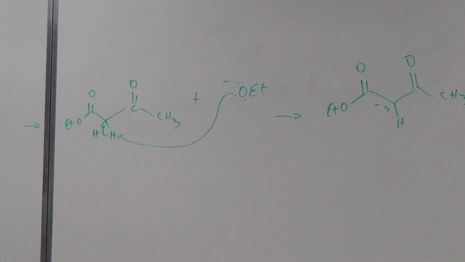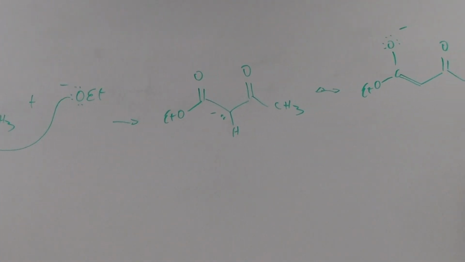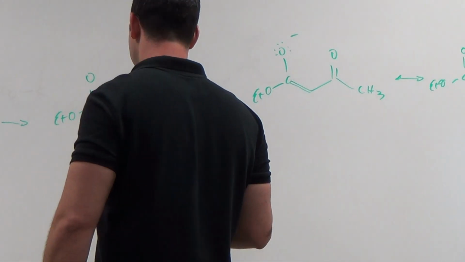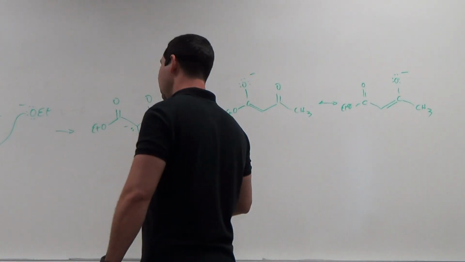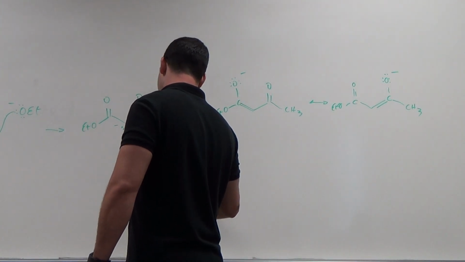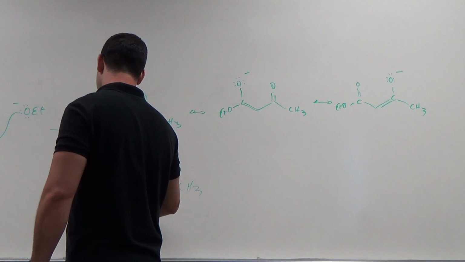Okay? So in order for us to quench that, we need a proton source. Okay? Proton source, like water or acid. We want to treat it with a mild acid, yes? So because of that, we're going to treat this with H3O+, and that is going to give us the product.